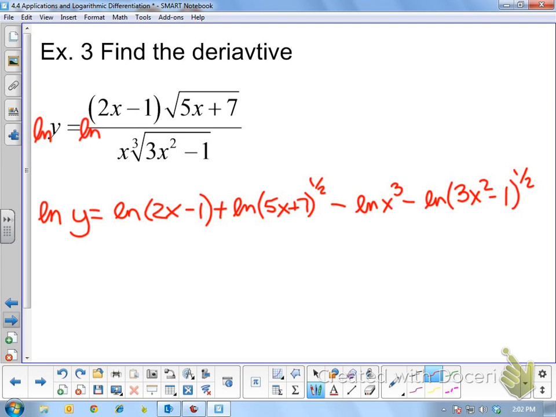Everything on top gets a plus sign, everything on bottom gets a minus sign. So yes, it's a very long derivative, but especially once we get rid of those exponents, it's a lot quicker to take the derivative of than doing quotient, product, chain, whatever else is thrown in.